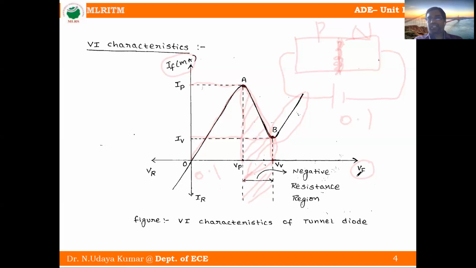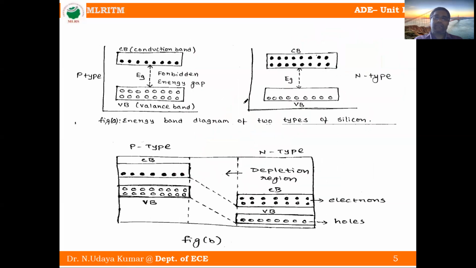Again, we are increasing the VF from 0.1 to 0.2 like that. So current increases like an ordinary diode because of injection of electrons. So this is one method for describing the characteristics. Another method is the energy band diagram.